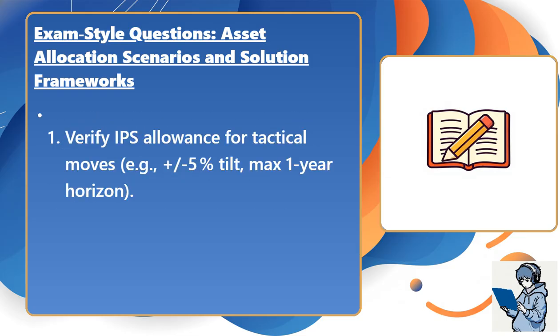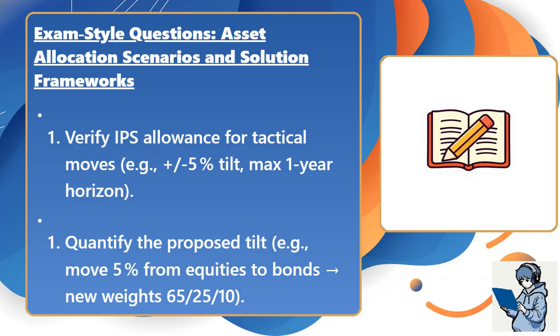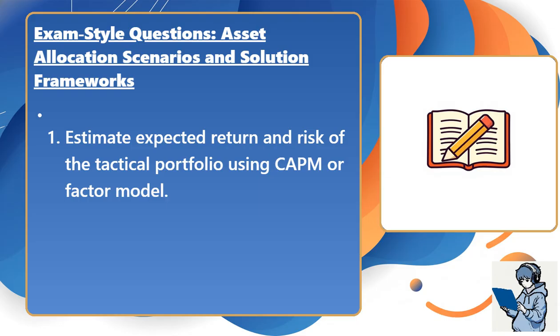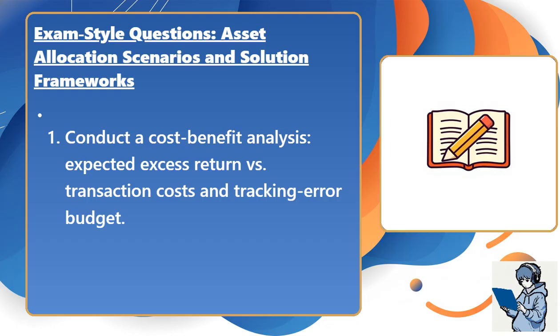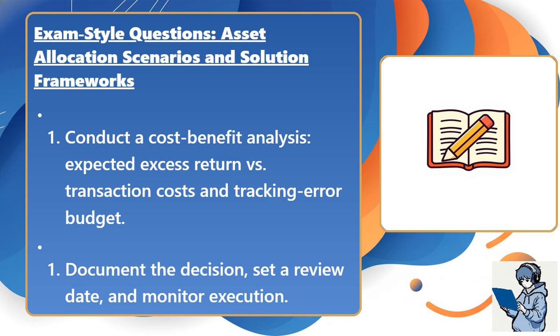1. Verify the investment policy statement allowance for tactical moves, for example plus or minus 5% tilt, maximum 1-year horizon. 2. Quantify the proposed tilt, for example move 5% from equities to bonds, resulting in new weights 65, 25, 10. 3. Estimate the expected return and risk of the tactical portfolio, using the capital asset pricing model or a factor model. 4. Conduct a cost-benefit analysis, expected excess return versus transaction costs and tracking error budget. 5. Document the decision, set a review date, and monitor execution.